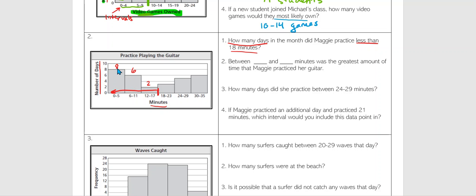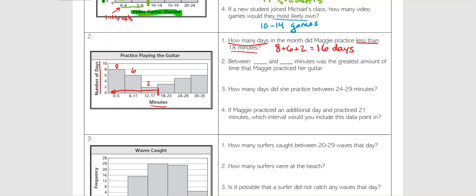So if I add that up, 8 plus 6 plus 2, we'll add each of those up, and that gives me 16. Oh, I'm in the wrong spot here. Don't write that there. We're going to put that up here. 8 plus 6 plus 2, and that is 16 days that are less than 18 minutes.